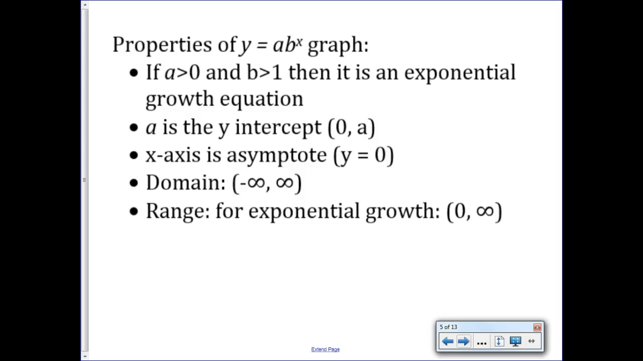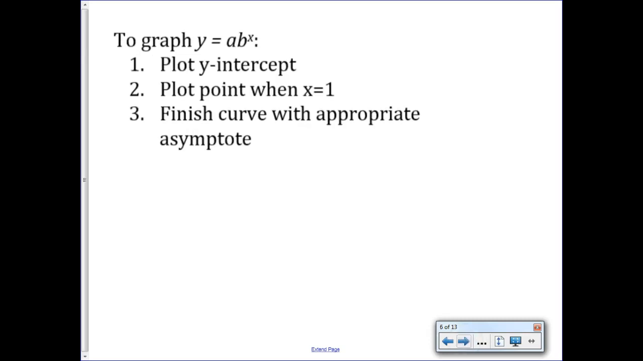But range, if we're talking exponential growth, where a is greater than 0, then it's going to go from 0 up to infinity. If you're talking where the a is negative, then it would go from negative infinity up to 0 and stop there. It couldn't go past 0. So to graph y equals a times b to the x, we're going to plot the y-intercept. We're going to plot the point when x equals 1, and then we'll finish the curve with the appropriate asymptote.